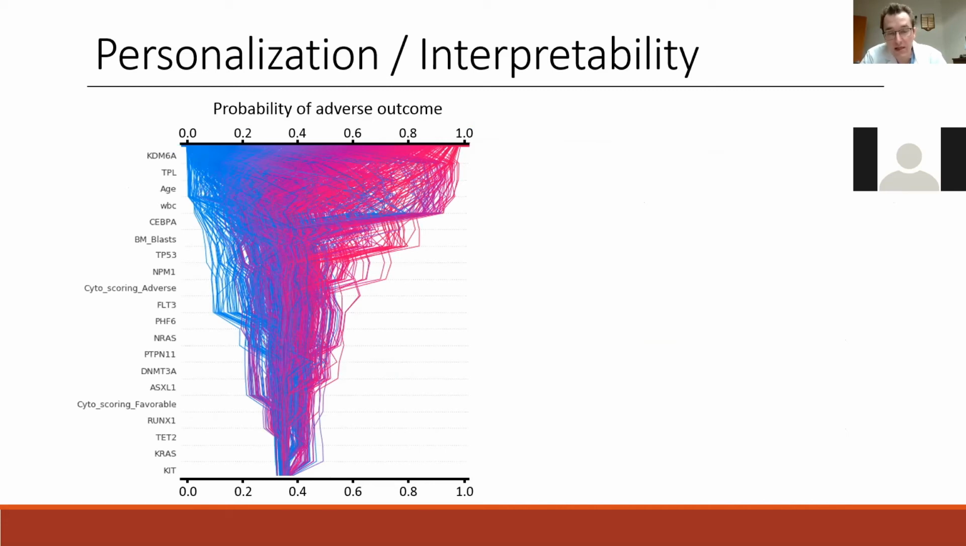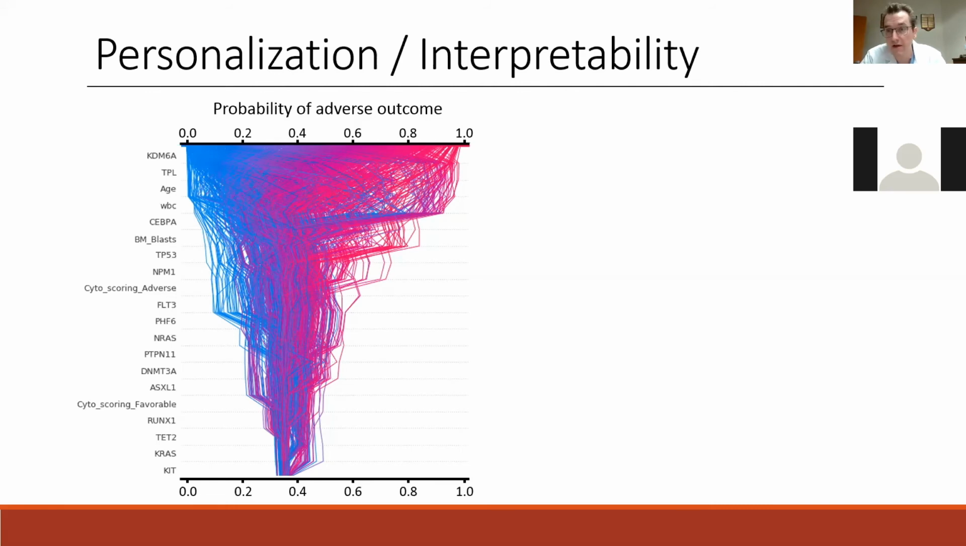Now, I think it's very important to talk about personalization and interpretability. One thing about this model is that it's very personalized. For each patient that goes into this model, we're looking at those 19 different features and how they interact for that particular patient. On this graphic, look at the top. It has a 0 to 1 scale. This is the probability of having a bad, adverse outcome, and this would stratify an AML patient.